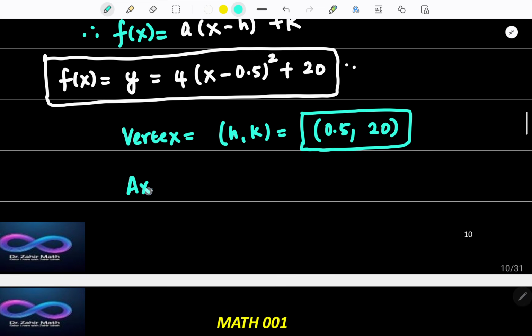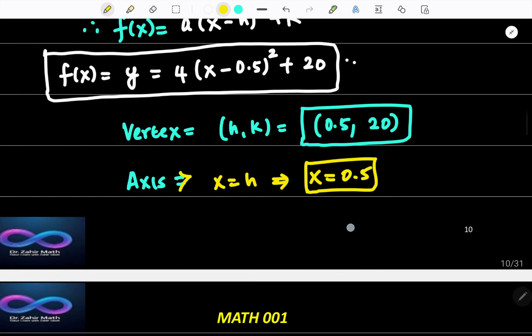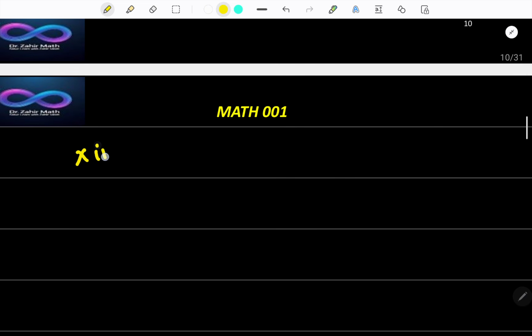The next is the formula for the axis. What is the formula for axis? Which is x equals h. So x equals, what is the value of h? 0.5.